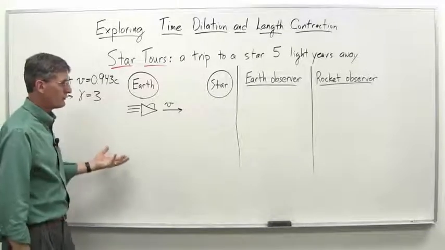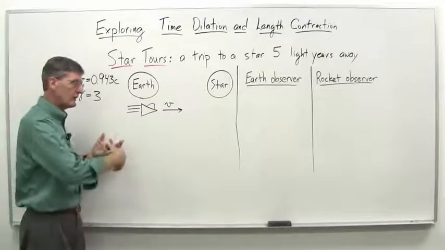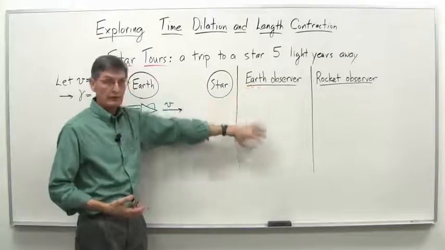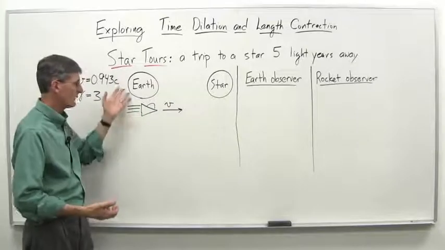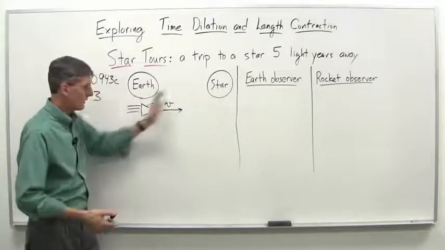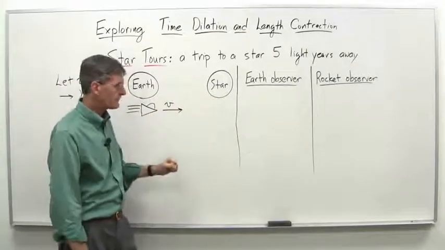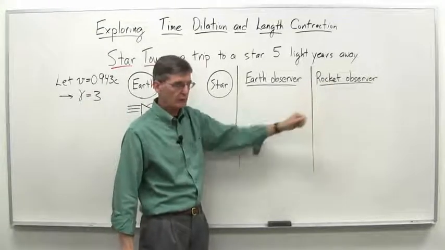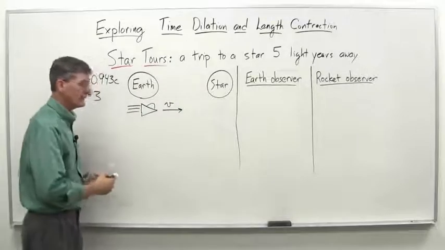So here's what we want to do: we want to analyze the situation first from the perspective of an Earth observer watching Bob, so maybe Alice is on Earth, watching Bob travel to the star, and then analyze it from the rocket observer's frame of reference. That would be Bob in this case.